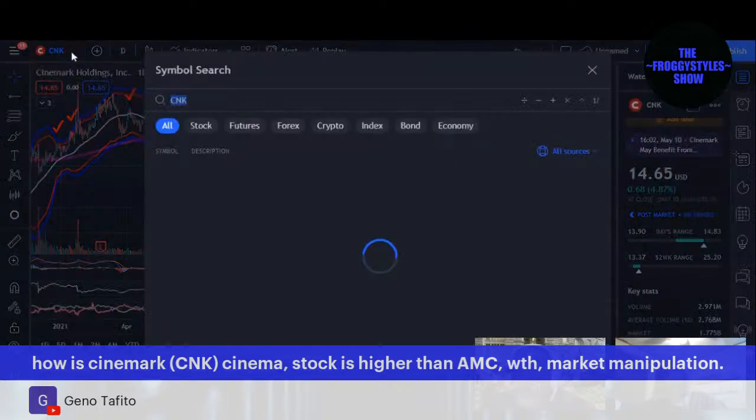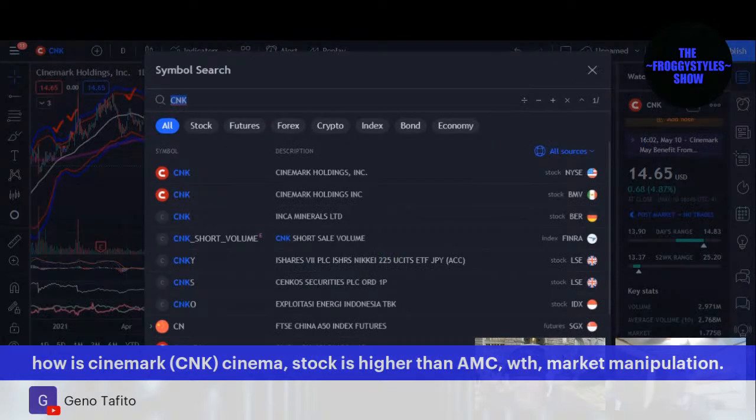But yeah, that's the only reason why Cinemark is trading at a higher price than us. We have a higher market cap, and we have a lot more shares than they do.